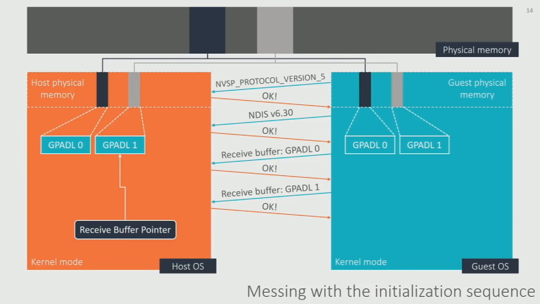And what happens here is interesting, in that the receive buffer pointer is updated, right? It now points to gpadl1 instead of gpadl0, even though we are not actually supposed to be able to have more than one receive buffer. In fact, there's no longer any reference to the old gpadl0 mapping in the host OS VMswitch. It's just kind of there. It's still mapped there.